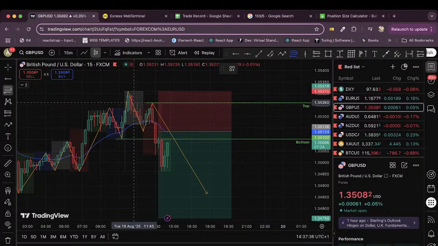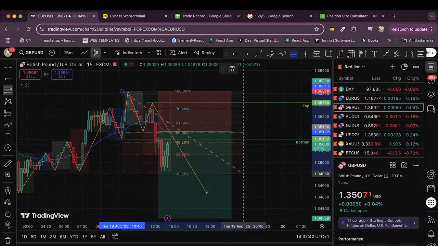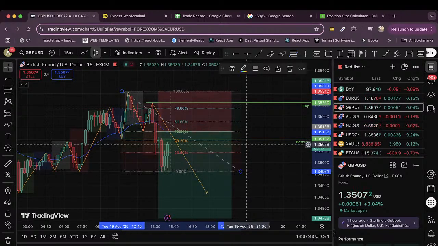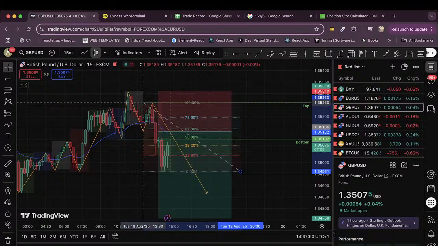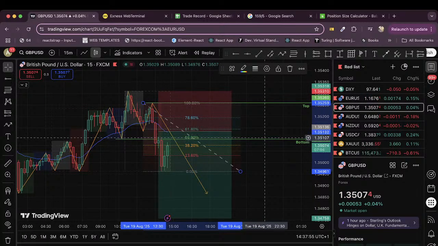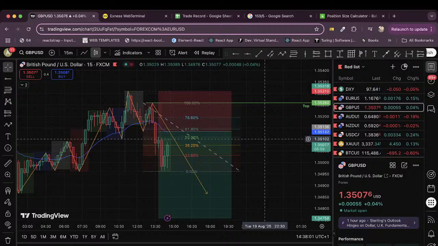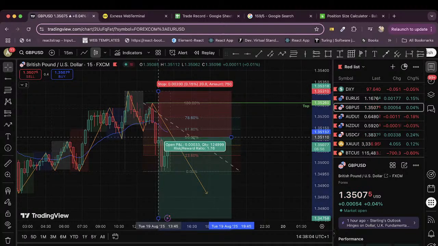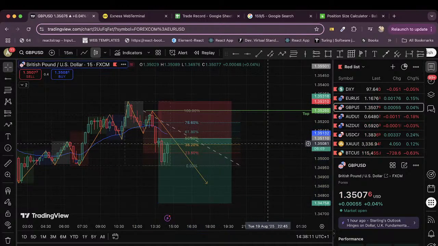Wait, let me see. If we draw our fib all the way from that top there, we'll currently be heading towards the 38. If we bring it down to this low, which is where we consider it, you see the 50% is just lying at that low. Wow. So the question now is, should we take it here? If we take it here, our stop loss will be around 20 pips.